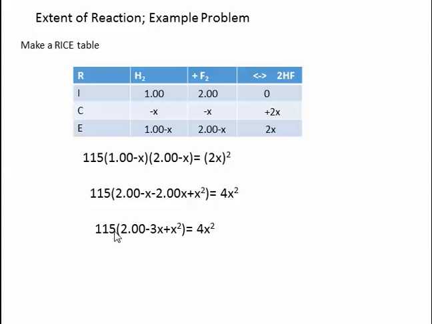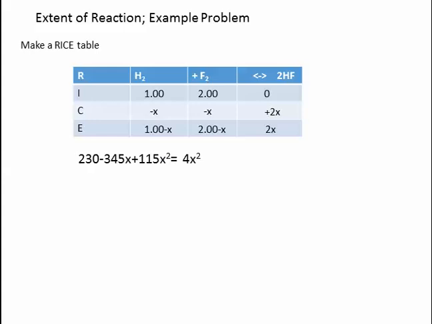And then clean that up a little. I have 115 times 2 minus 3x plus x squared equals 4x squared. Multiply 115 times everything in parentheses, and you get 230 minus 345x plus 115x squared equals 4x squared. And then if I just move that last solution to the top here, what we end up with is subtract 4x squared from both sides. You get 111x squared minus 345x plus 230 equals 0.